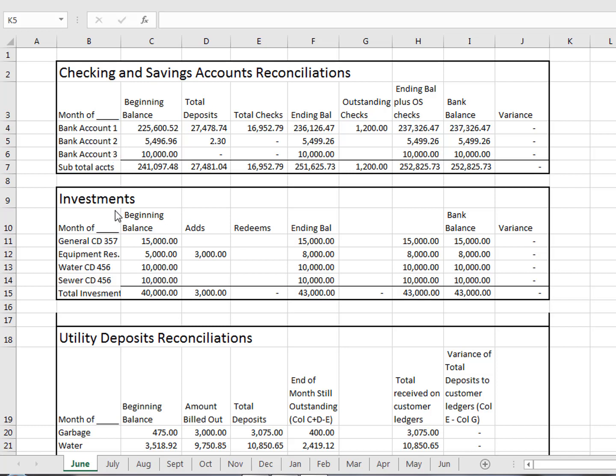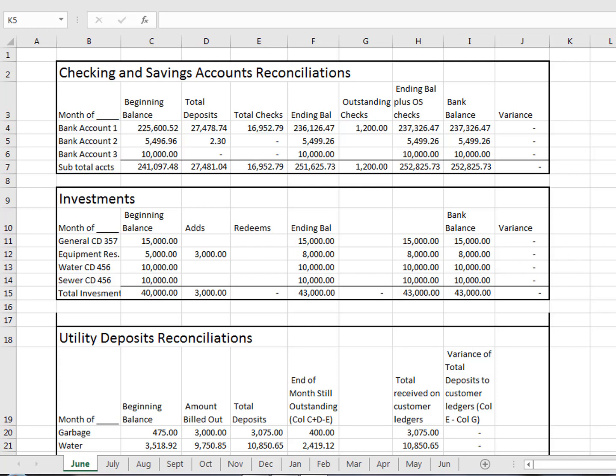You should also have the investments as a separate calculation for balancing. So here you would write down who owns that CD in this case, or this is an equipment reserve that's been set up in the road use tax fund. Those are separate accounts in your general ledger so that you know what the beginning balance is, if you've made any additions, if you've cashed any of those CDs or savings accounts, and what the ending balance is going to be for June 30. So then you can see here that this is also what the bank reflects, so you know there is no variance there at all.